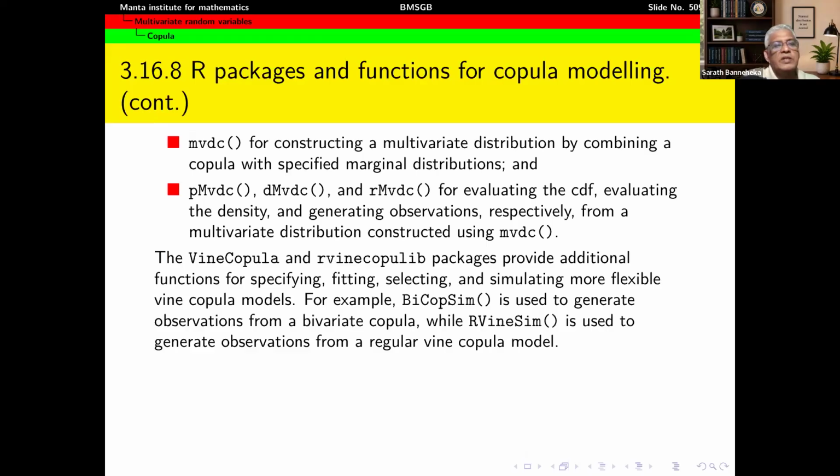In addition to that, there is a function called MVDC for constructing a multivariate distribution by combining a copula with specified marginal distributions, and some other functions like this. There are also other packages like wine copula and R wine copula, which contain more functions to generate data using copulas.